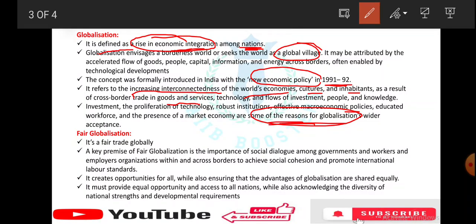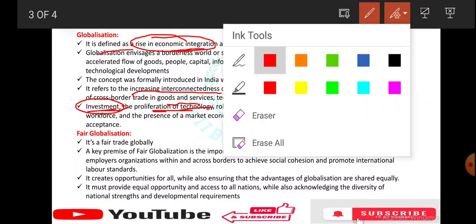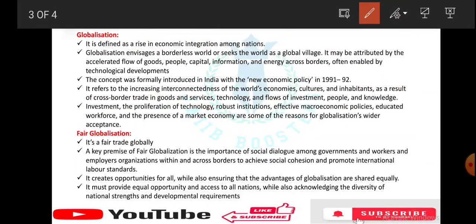Just say, what are the reasons for globalization? These are a few reasons: investment, proliferation of technology, robust institutions. They may ask what are the reasons for globalization, with options A, B, C, D, and choose the correct answer. In this, they have investment, proliferation of technology, robust institutions, effective macroeconomic policies.